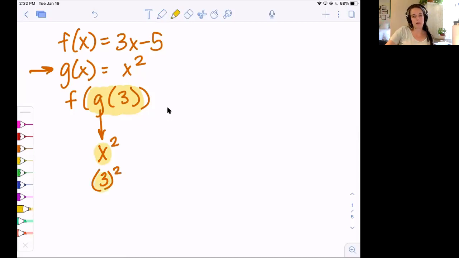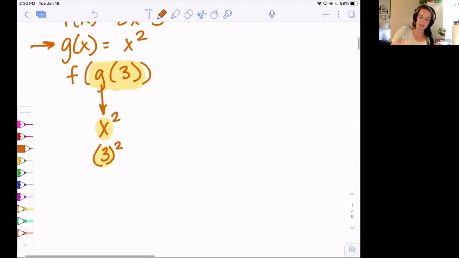What is 3 squared? 9. Yes, Emiliano. Melanie, I love your raised hand. Appreciate you. It is absolutely 9. Thank you, Emiliano. Shout out to Mel for raising her hand. So I got 9. So g of 3 equals 9.